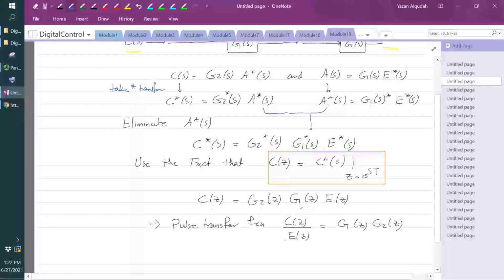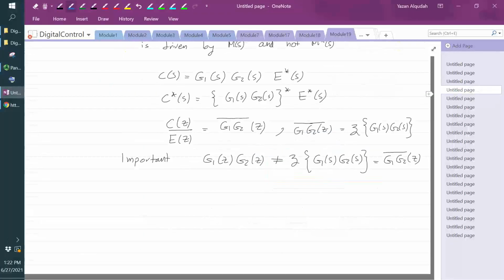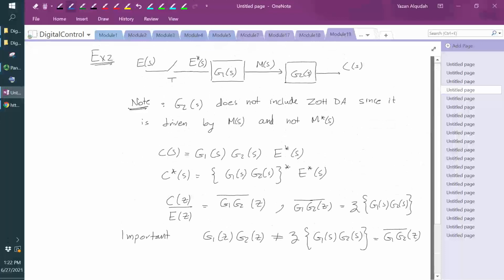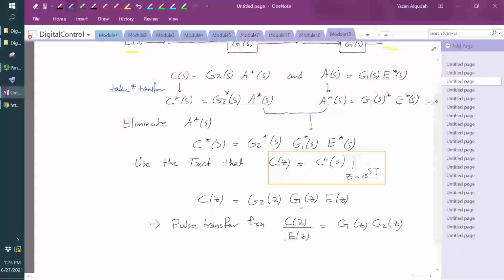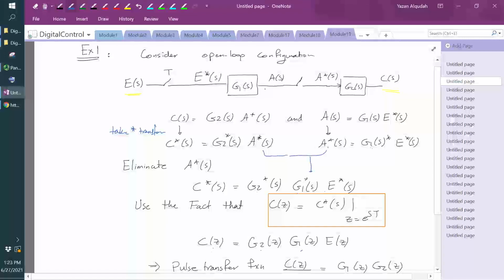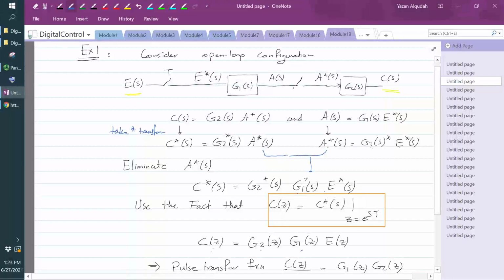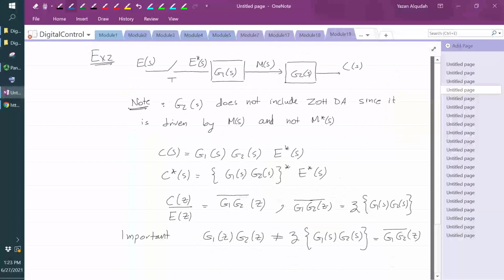Okay, let's look at another example. So here, unlike the previous example where we had the output of G1 of S going through a sampler and therefore getting a discrete signal, in this system we remove that sampler. So we have the signal E of S going through a sampler, then G1 of S, then the output of G1 is going directly through G2 of S, and then I have C of S.